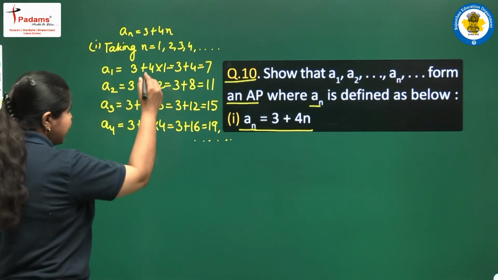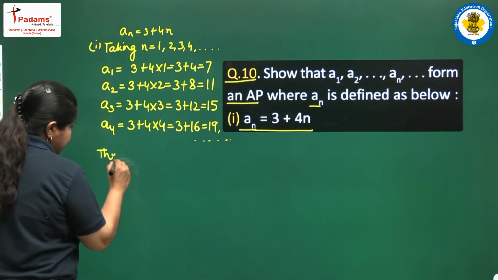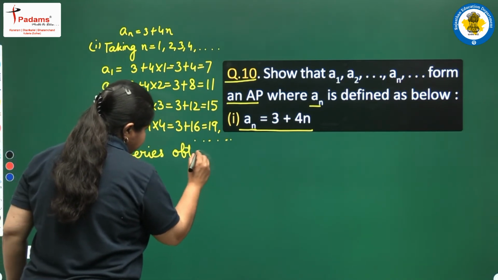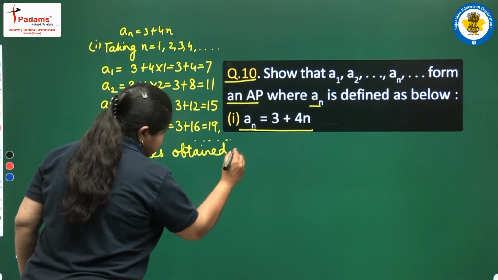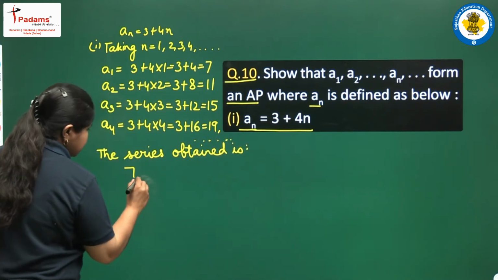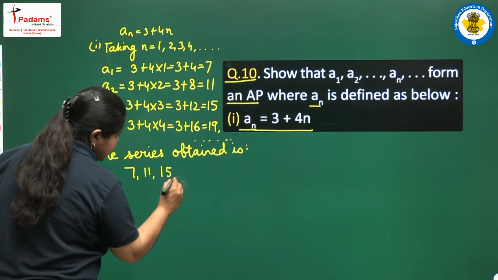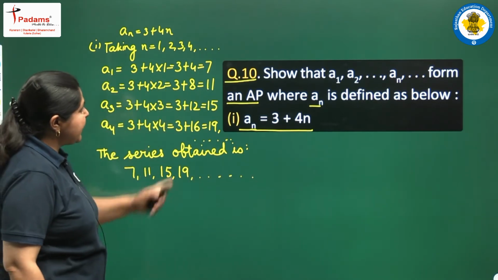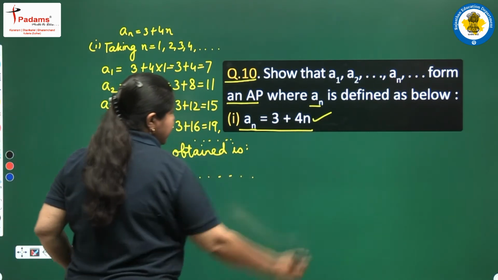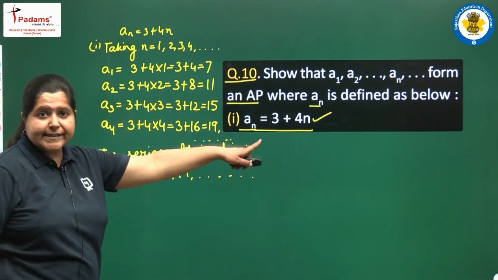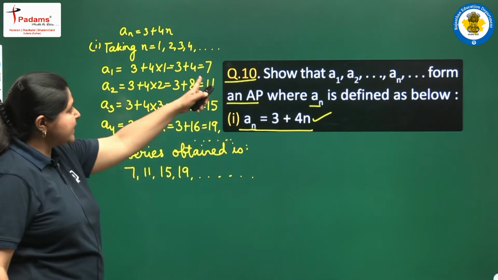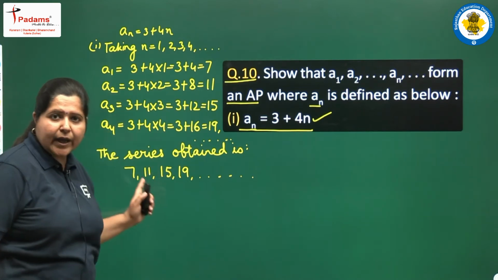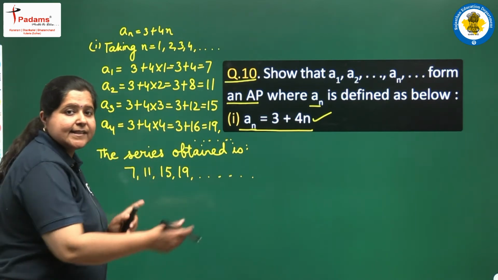Now just have a look at this list. The series obtained is 7, then 11, 15, 19 and so on. This is the series that we get from this relationship. nth टर्म को अगर हम 3 प्लस 4n से डिफाइन करें तो फर्स्ट टर्म हमें मिल गई 7, सेकेंड मिल गई 11, थर्ड मिल गई 15, फोर्थ मिल गई 19 एंड सो ऑन. वी कैन गेट द सक्सेसिव टर्म्स.